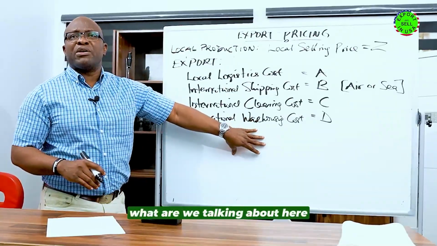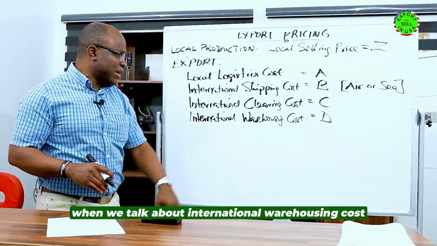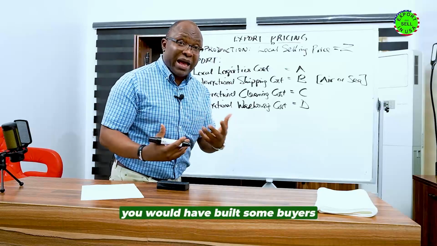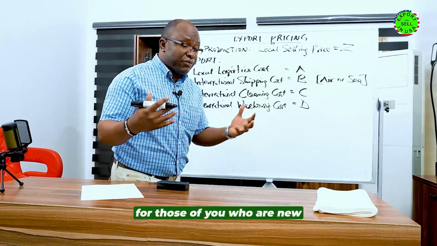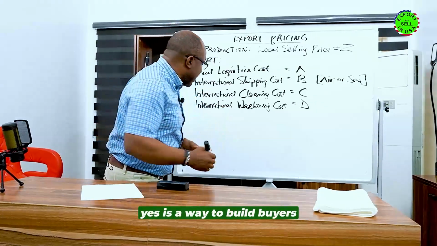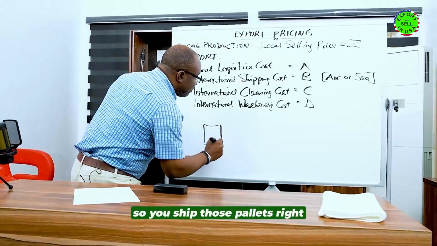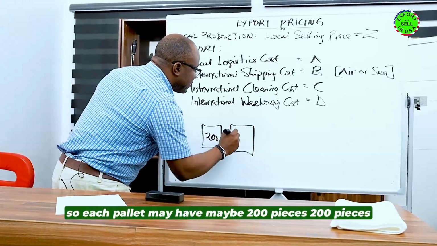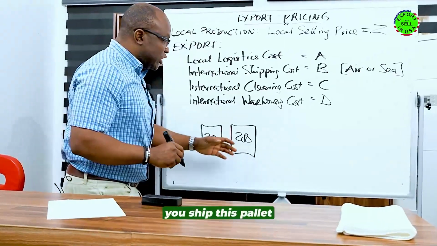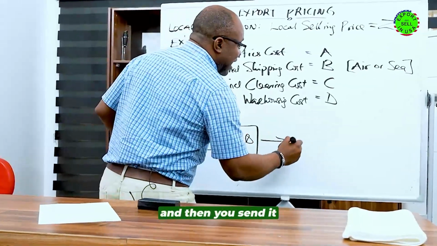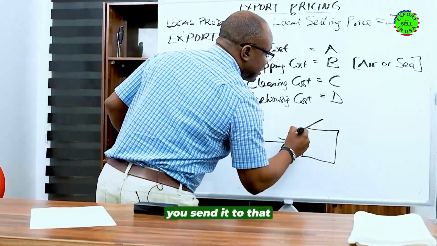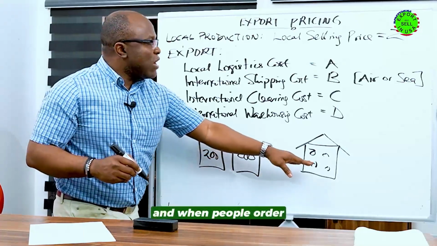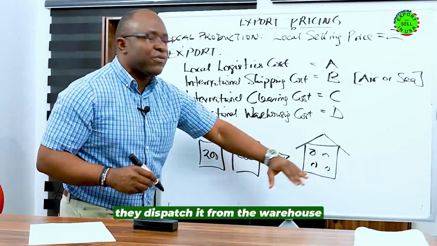What are we talking about here when we talk about international warehousing costs? If you are going via ocean, you would have built some buyers over time. For those of you who are new, yes, it's a way to build buyers. So you ship those pallets. Each pallet may have maybe 200 pieces. You ship this pallet and send it to that warehouse internationally. And when people order, they dispatch it from the warehouse.